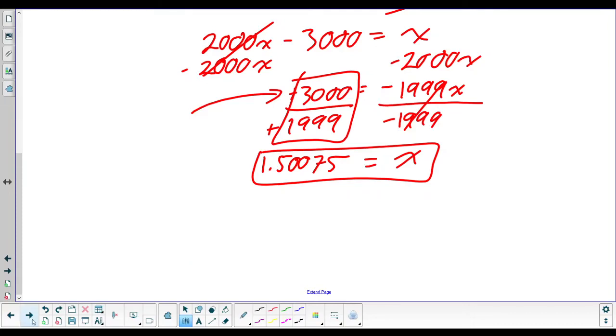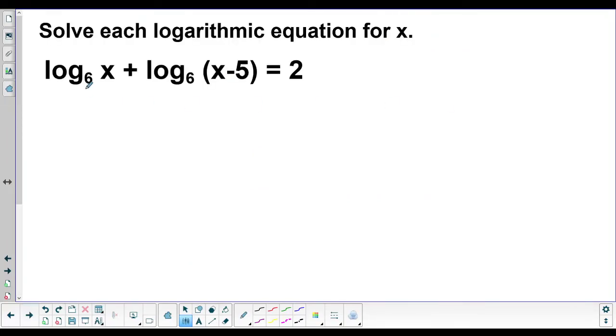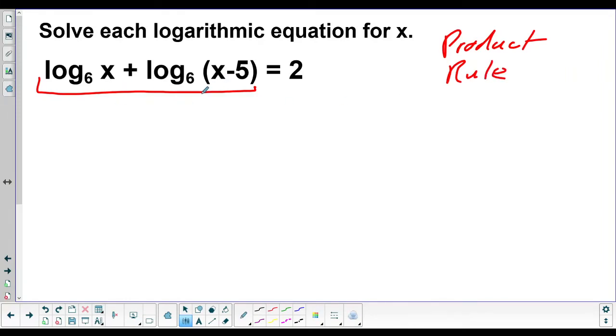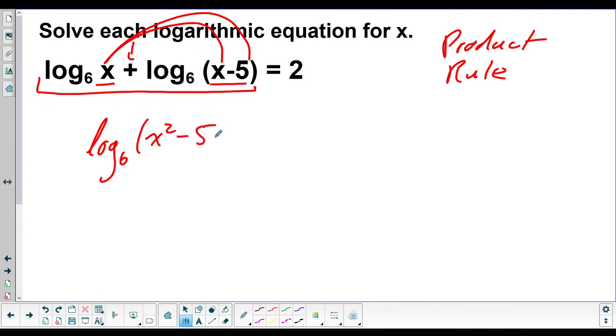Anyway, let's do our last example and then we'll get you out of here. All right, here we see we have two logs on one side again being added, and it equals a number. So let's go ahead and just use our product rule to condense these two logs together. So we are going to have log base 6. Because they're adding, the product rule says we multiply the arguments together. So x times x is going to be x squared, and x times negative 5 is negative 5x equals 2.